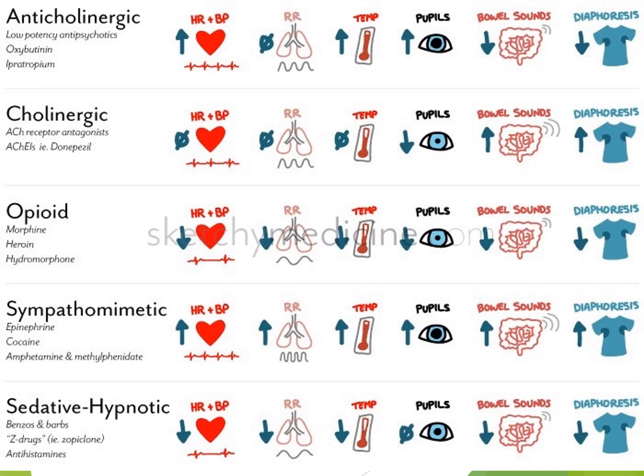This is a good slide that shows you key drugs that you need to make sure you're familiar with: anticholinergics, cholinergics, opioids, sympathomimetics, and sedative hypnotics, right? So with anticholinergics, you want to see what they do to the heart rate. All of these drugs, right? Do they decrease, increase? And of course, how do they affect respiration, temperature, pupils? Are they constricted? Are they dilated? Are my bowel sounds hypoactive or hyperactive, or do they stay the same? And then, of course, are they diaphoretic, increased diaphoresis? Again, are they drying up? Because it's important for you to know that.